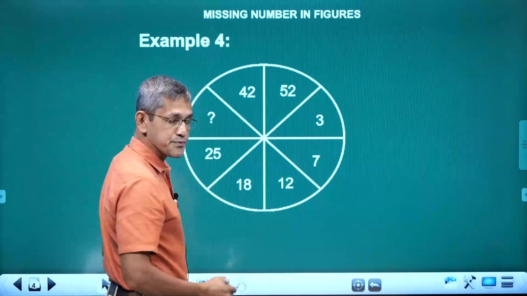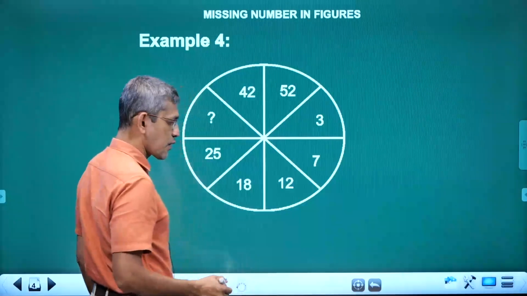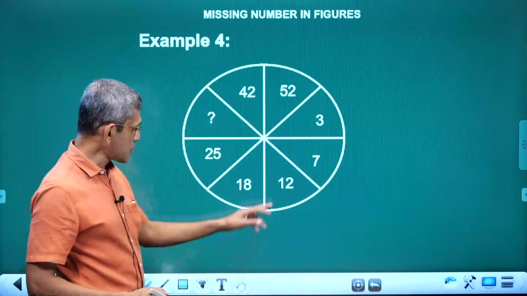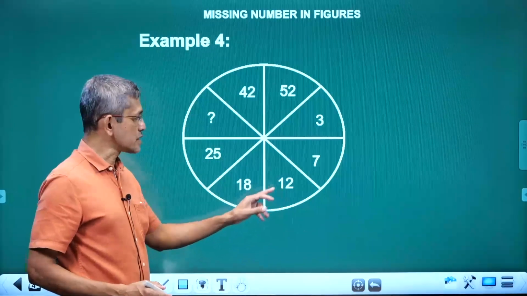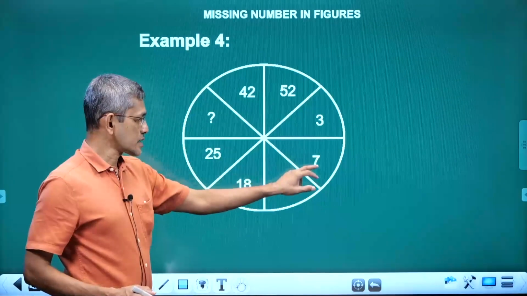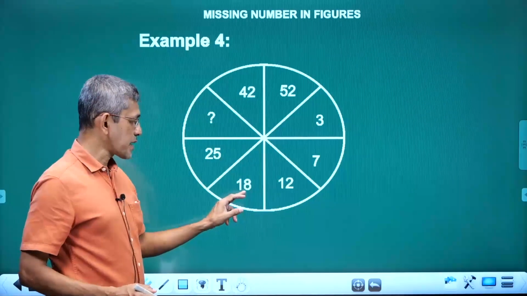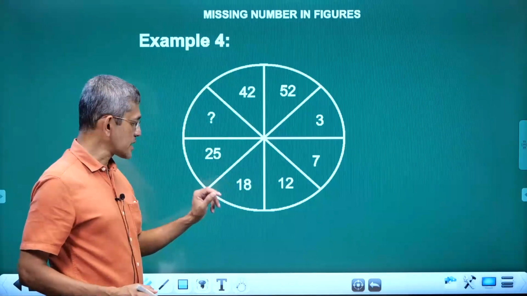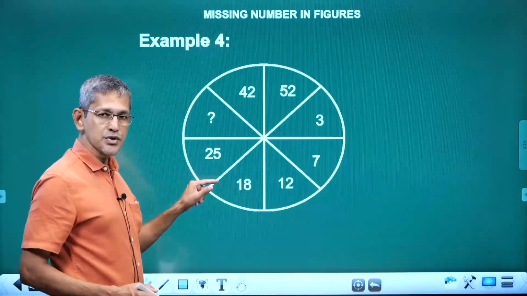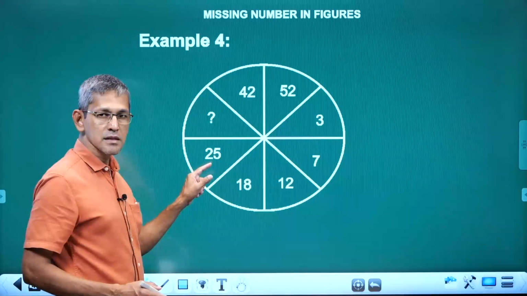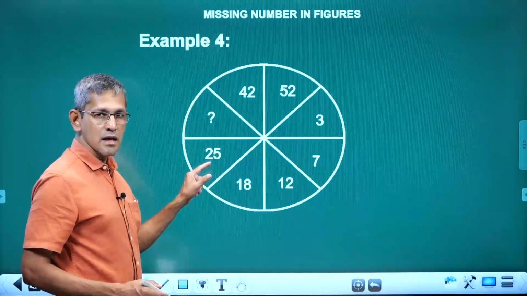7 into 2, 14. 14 minus 2 is 12. And how about the next one? 12 into what? This is 3 into 2. Here 7 into 2. Next must be 12 into 2. 12 into 2 is 24. 24 minus 6 is 18. Now 18 into 2, 36. 36 minus... what is that? 11, right?